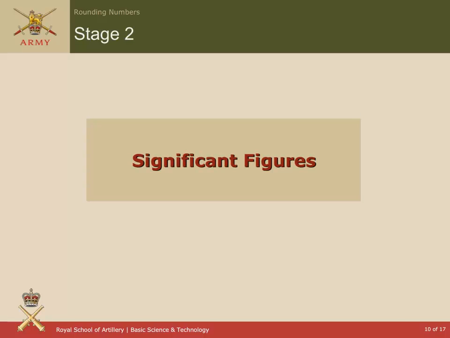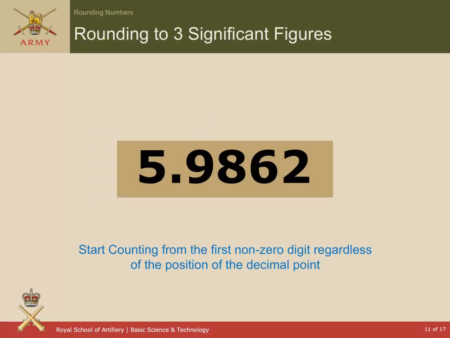Significant figures. Rounding to 3 significant figures. Again, exactly the same process as before in terms of rounding up or down, but in this case, because we're rounding significant figures rather than decimals, we start counting from the first non-zero digit, regardless of the position of the decimal point. And then we make the same decision we had before. If we're going to round to 3 significant figures, we look at the third digit and change it accordingly to the value of the fourth.